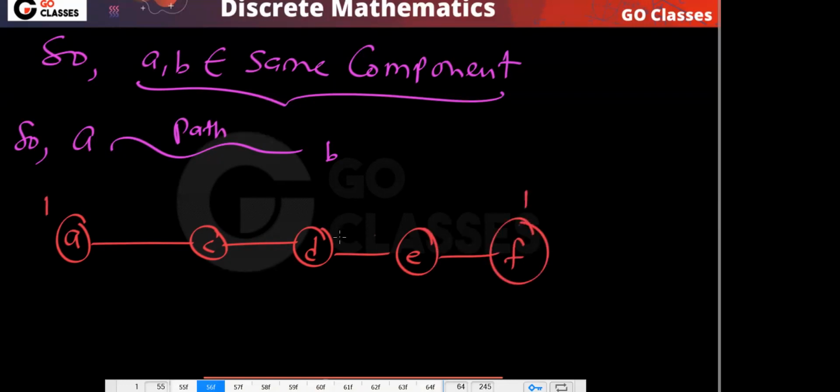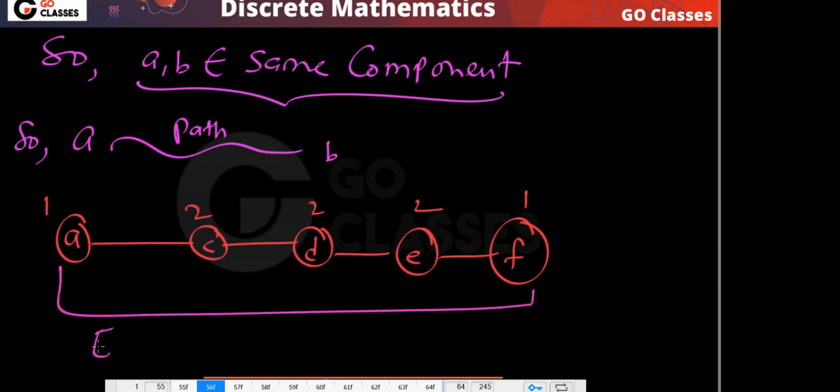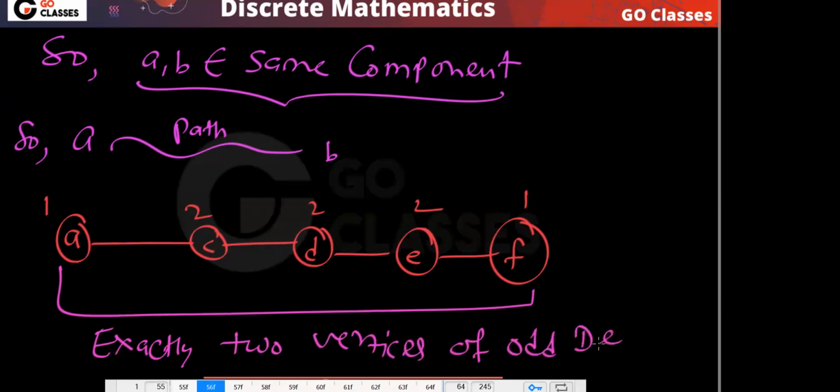You can notice, but they will be in the same component. In this graph, you have exactly two vertices of odd degree. This vertex, this vertex. So you have exactly two vertices of odd degree. They are in the same component, but they need not be adjacent.